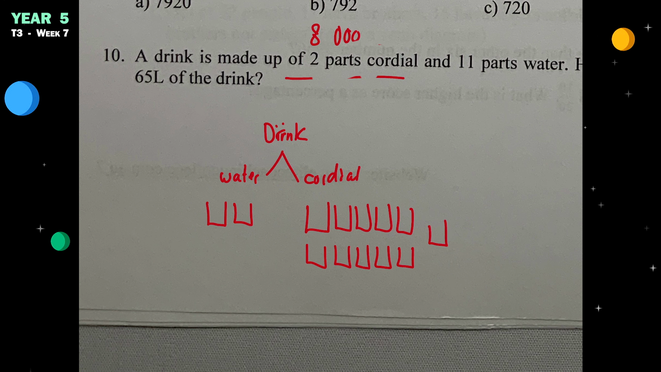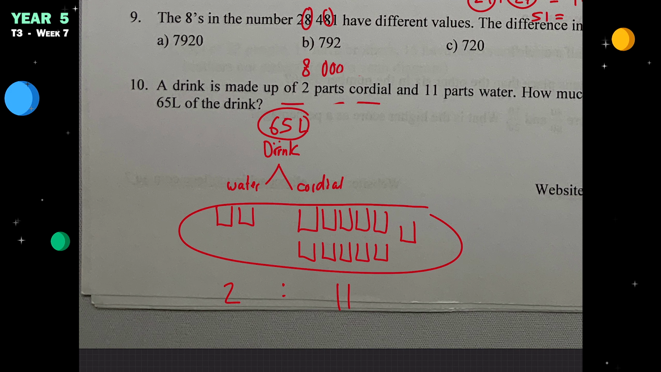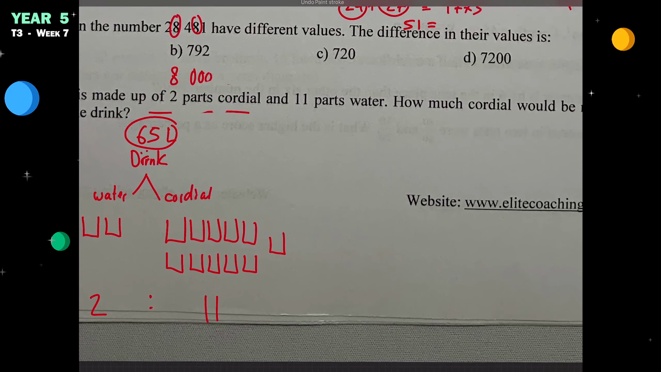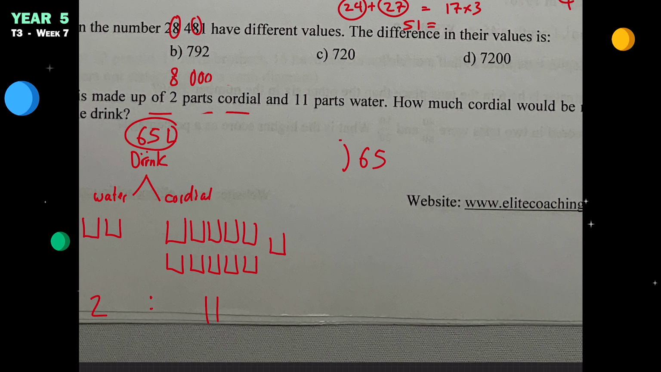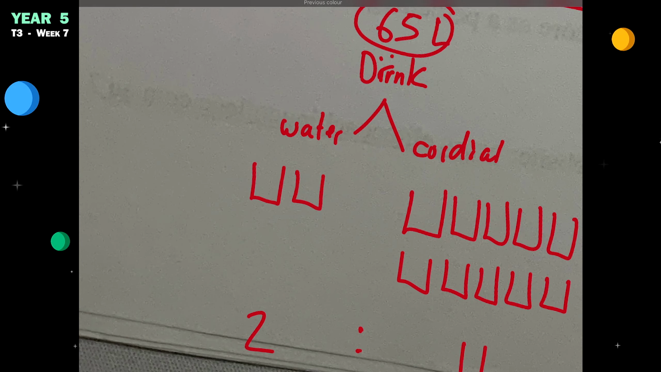There you go. So now we know that we want 65 liters of drink. We take 65 liters and we're going to pour it into all of these cups. So two cups to 11 cups. How many cups do I have altogether? I've got 13 cups, right? 2 plus 11 is 13. So we do 65 divided by 13. How many 13s in 65? The answer is exactly 5. So therefore, you've got 5 liters in each cup.